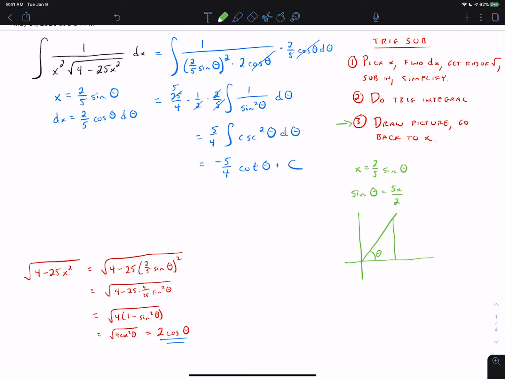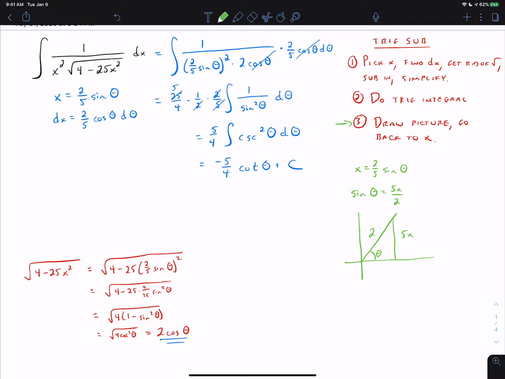We label that triangle based on sine theta. So this side, if it's 5x, then the hypotenuse side would be 2. Remember that sine is either opposite over hypotenuse or the y value divided by the r value. And so we can label a triangle with the angle there, theta, where the side opposite that is 5x and the radius or the hypotenuse is 2. Once we draw the picture, we're going to then solve for the other side.